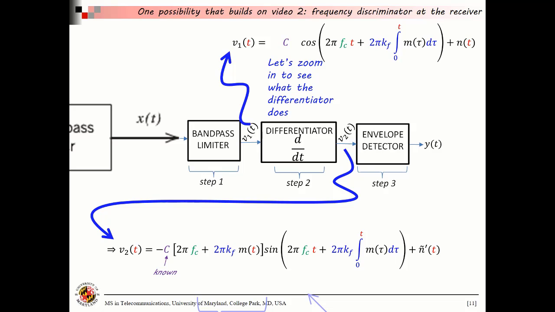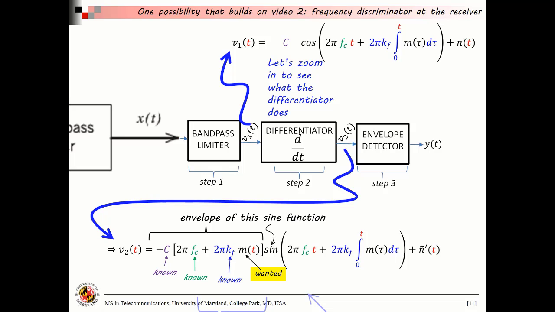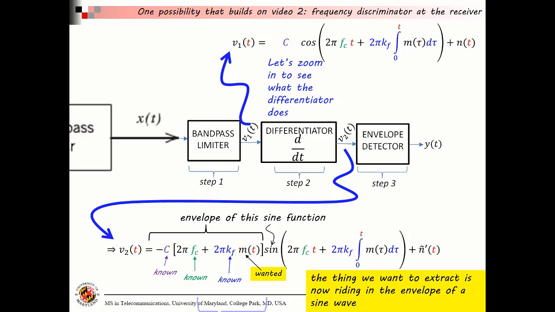Notice that c is known. It's the constant of the bandpass limiter. The carrier frequency is also known. The frequency sensitivity is also known. And m of t is what we seek. It's what we want. And all of these constants collectively are multiplying a sine wave. What does that mean? That this is the envelope of that sine wave. In other words, the thing that we want to extract at the receiver is now riding in the envelope of a sine wave. All we have to do is remember everything that we learned in video 2 about extracting information from the envelope of a sine or a cosine.